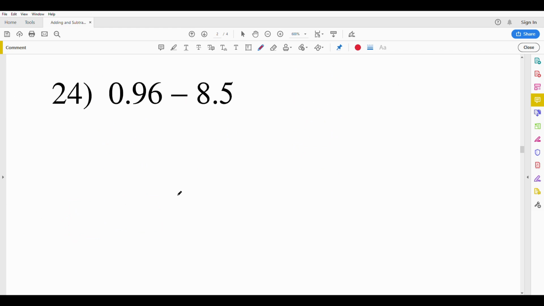In number 24, I have 96 hundredths minus 8 5/10. 8 5/10 is a greater distance than 96 hundredths. And when I'm subtracting an 8 5/10, I'm going to the left. So my result is going to be a negative number. And because this is a positive, and I'm essentially adding a negative, they're opposite signs. So again, I know that I'm looking for that distance of the difference between the values without the signs. So I'll have 8.5 and subtract 0.96.